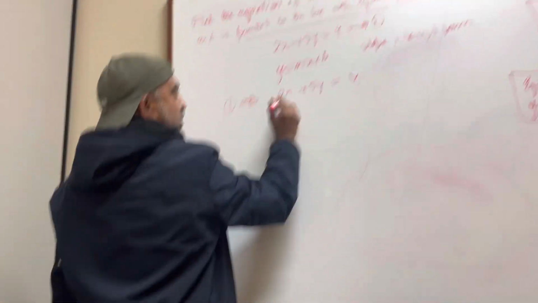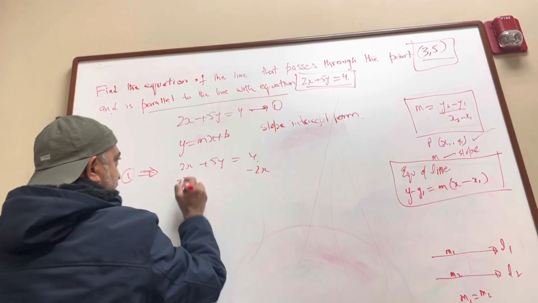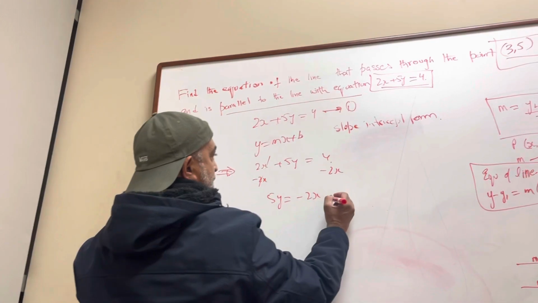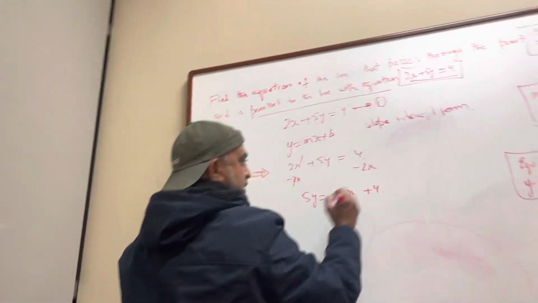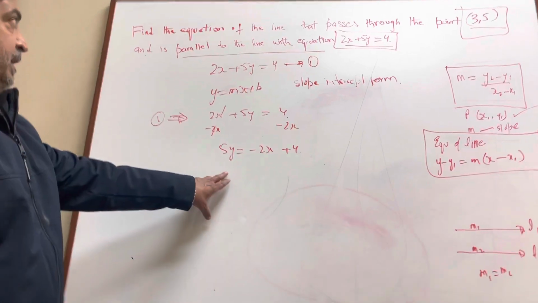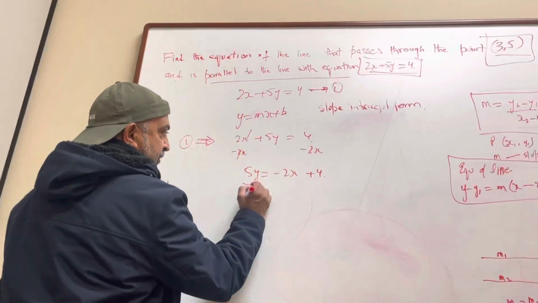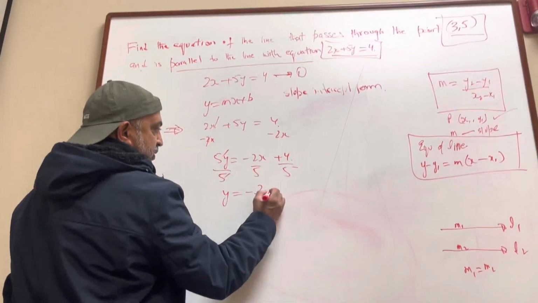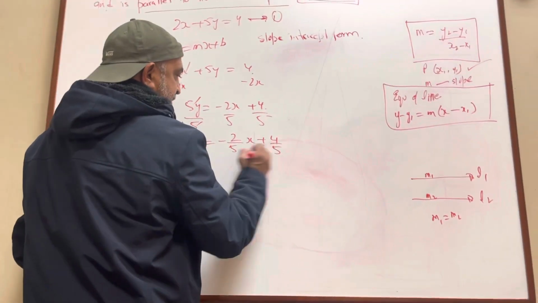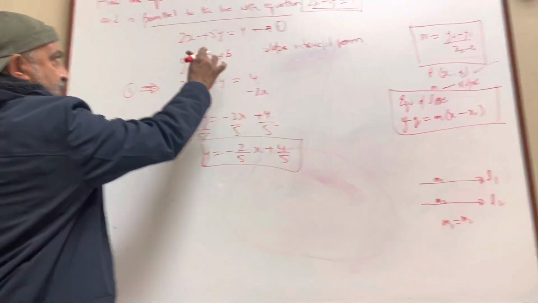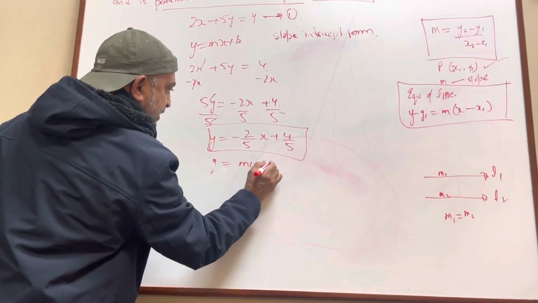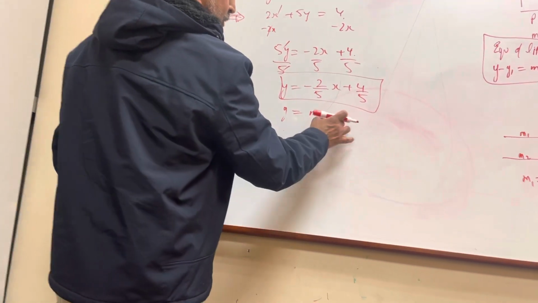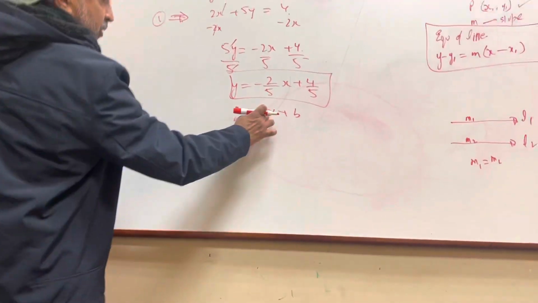I'm interested in y, so I will subtract 2x from both sides. This cancels out, so 5y is equal to minus 2x plus 4. And then, since I am only interested in y, we will divide by 5 throughout. 5 and 5 cancel out. y is equal to minus 2 upon 5 x plus 4 upon 5. You can compare this equation with y is equal to mx plus b, so y means y, x means x. b is the y-intercept, which is 4 upon 5, but we are only interested in the slope.